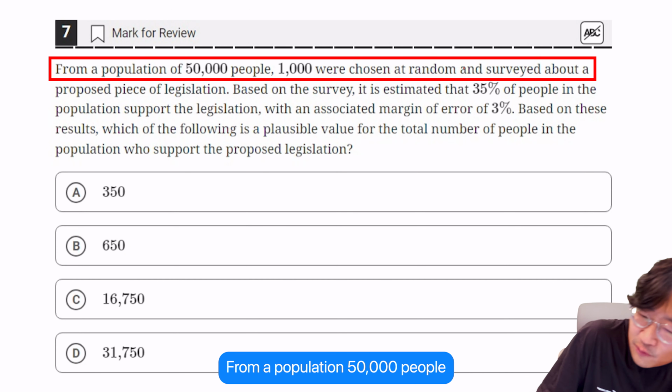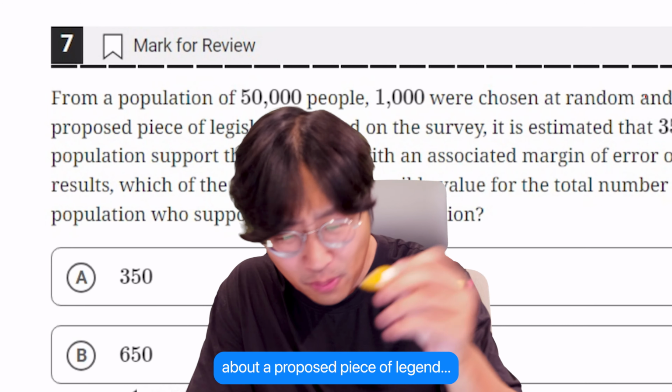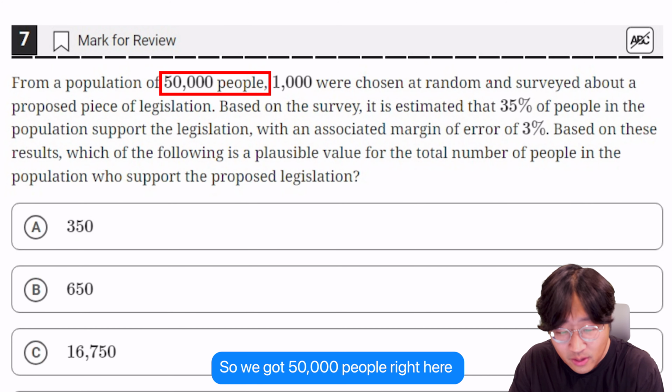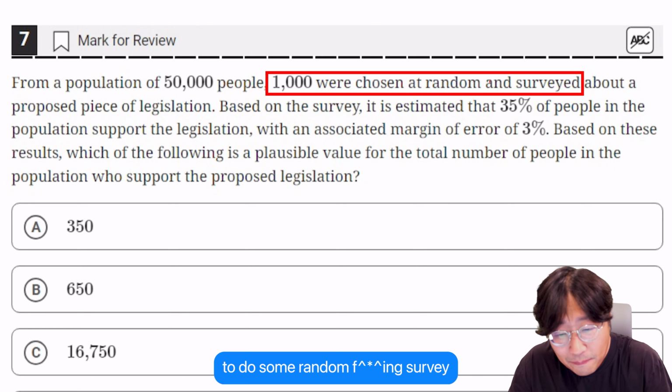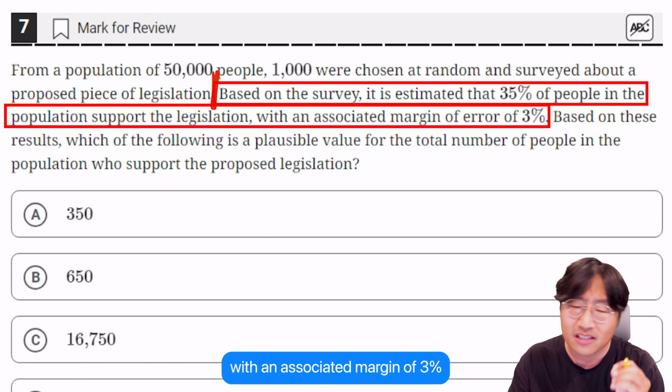Number 7: from a population of 50,000 people, 1,000 were chosen at random and surveyed about a proposed piece of legislation. So we've got 50,000 people right here, and then we're going to pick 1,000 to do a random survey. Based on the survey, it is estimated that 35% of people in the population support the legislation, with an associated margin of error of 3%.